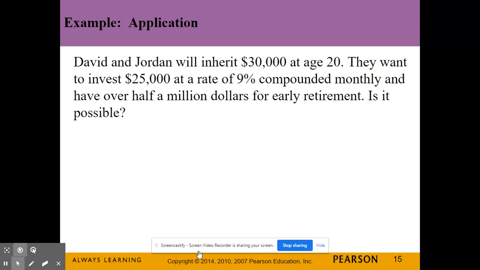So is that possible? I guess what we need to figure out is how long it will take for $25,000 invested that way to turn into $500,000, and then we'll see if it's reasonable that they could retire. Retirement age is around 60, 65, somewhere around there, right? So if that's the age we get, then I guess it would be reasonable. If it would take until they're like 120, then no, that's not reasonable for them to retire on.